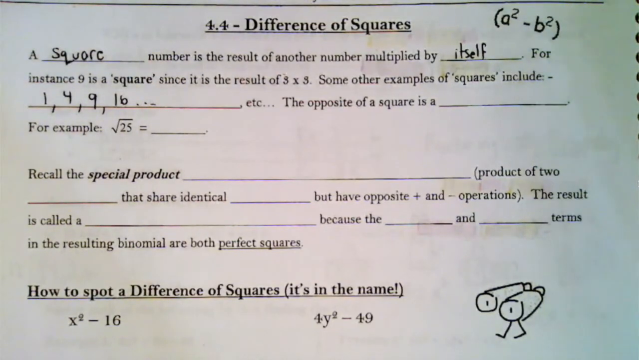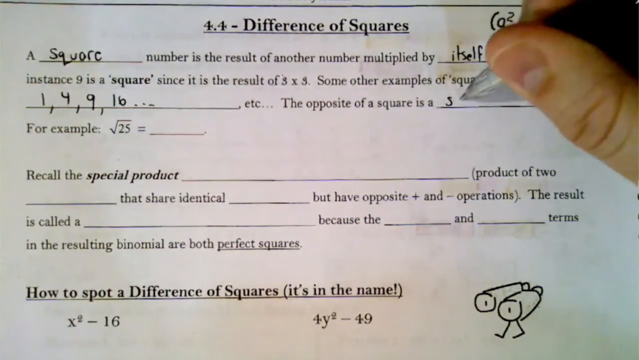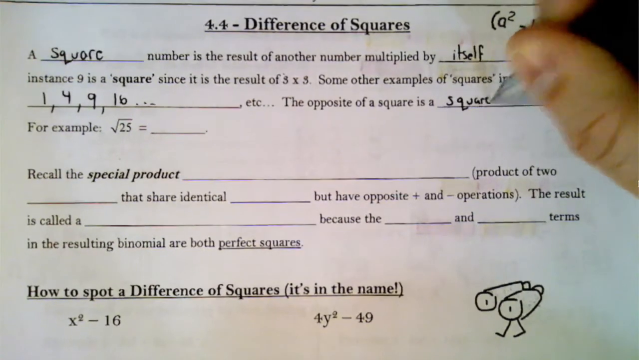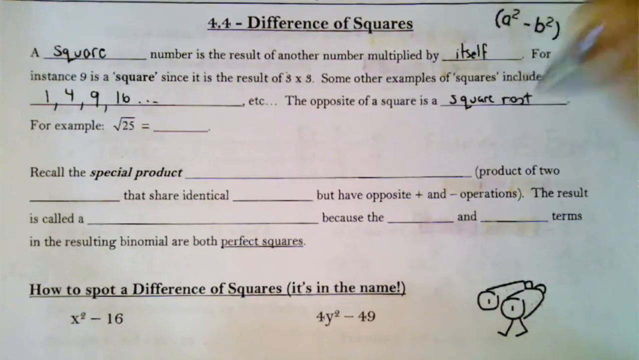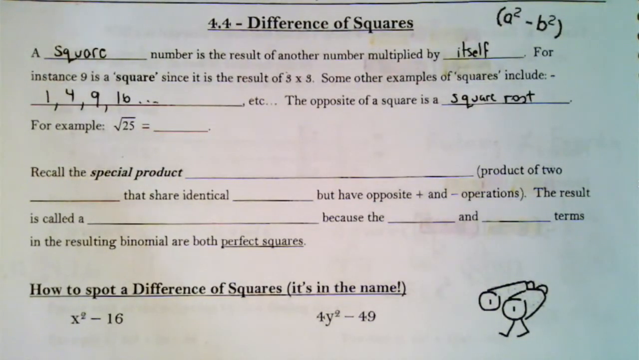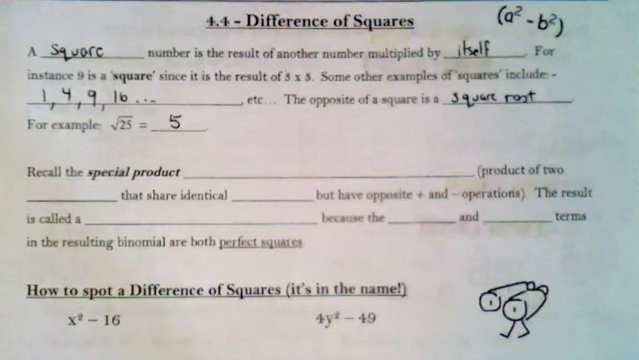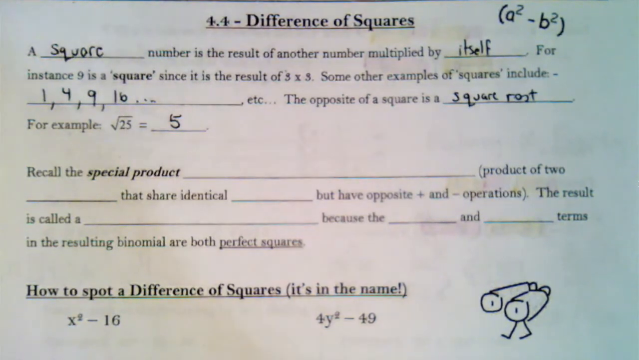The opposite of a square is a square root. For example, if we square root 25, we get 5. So being able to identify a square is pretty important. But the key is if you can square root it, it's a square.